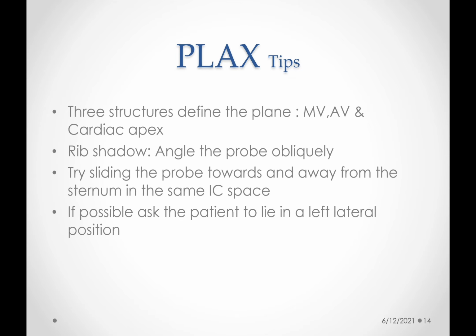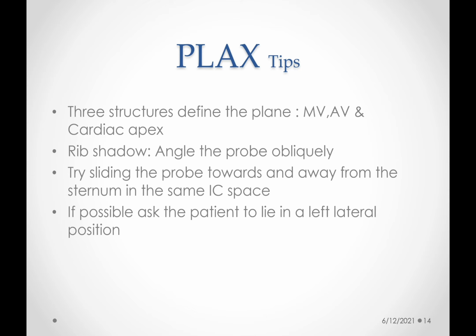To get a good parasternal long axis view, you need to be able to define three structures in that plane: the mitral valve, aortic valve, and the cardiac apex. Otherwise, you might miss crucial pathologies. And of course, clinical correlation is always needed when you're doing an echo.